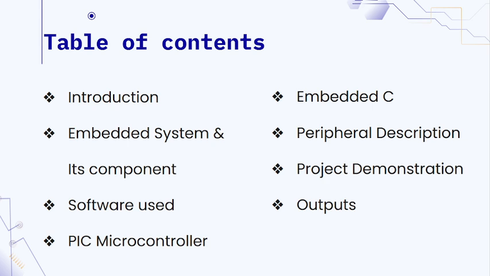Let's begin. Today we will see the introduction, what are embedded systems and their components, the software used for the project simulation, the microcontroller which is PIC 16F877A. The language used for programming is embedded C. We'll have a brief look at embedded C, how it is different from normal languages, the peripheral description of the project, and at last we'll see the simulation.